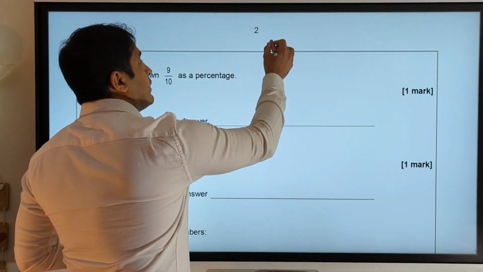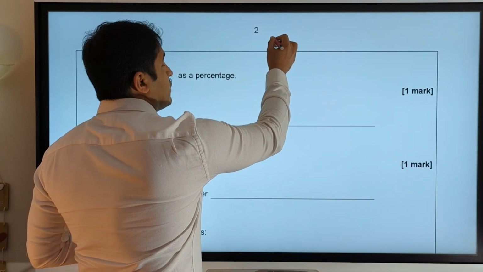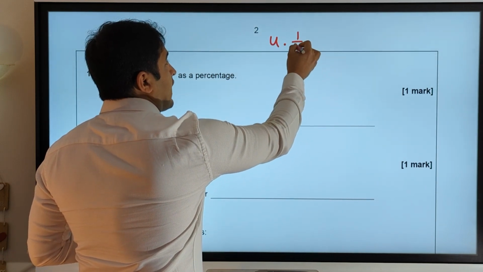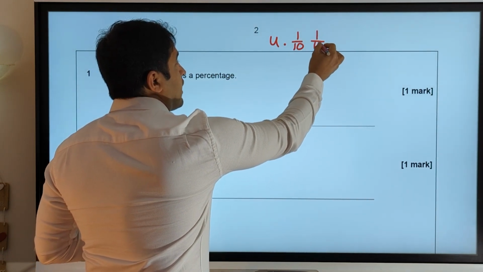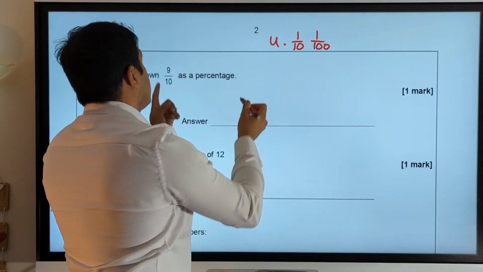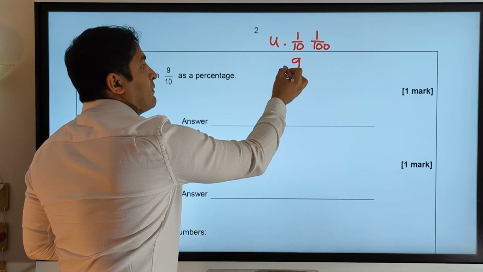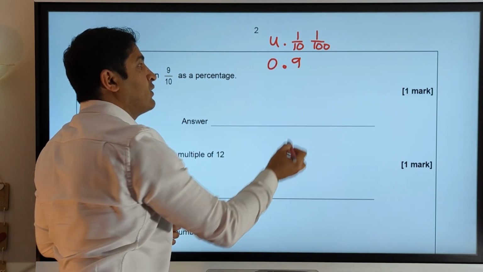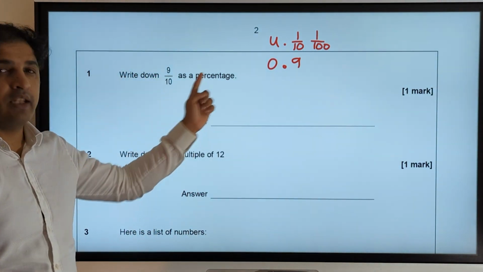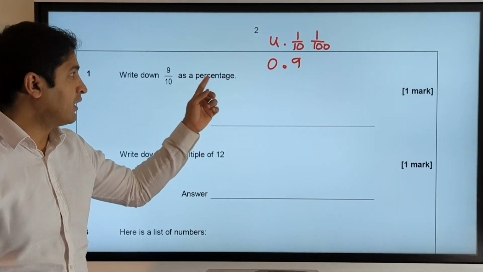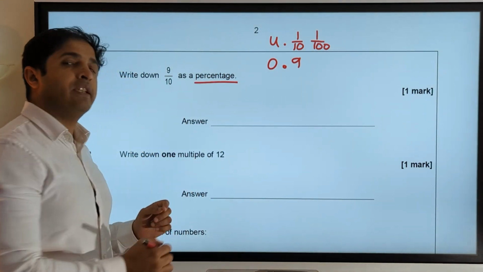9/10. Remember, when you have place value, you have your units, then you have your tenths, then the hundredths, and so on. So if you have 9/10, that means you have 9 in the tenths column. That means you have a decimal point there and 0 there. So 9/10 is 0.9 as a decimal, but we've been asked to write it as a percentage.